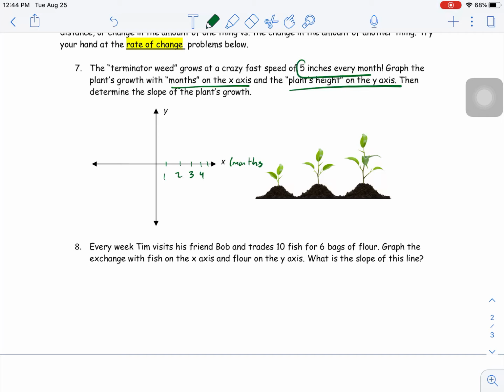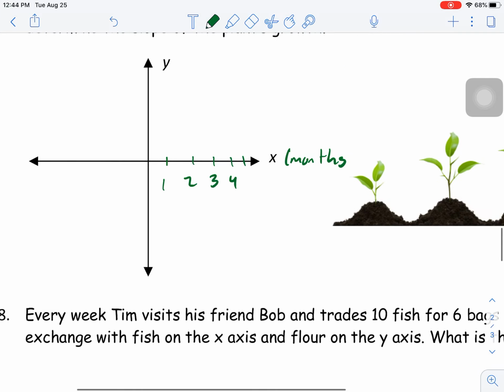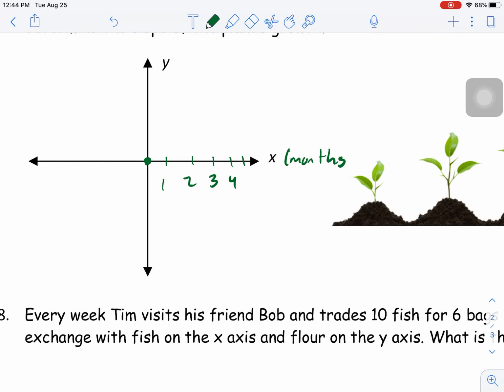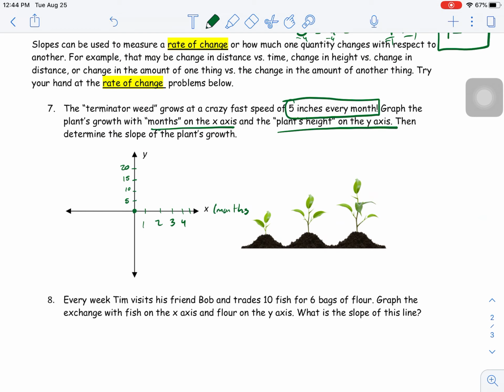And then if we look here, it says 5 inches every month. So then we're talking about every time we go up 1, so we start here at 0, it needs to go up 5. So depending on how you want to label your y-axis, you could put 5 tick marks, 1, 2, 3, 4, 5. Or you could count each tick mark as 5. So you could say, well, this is 5. That would be this 10. This is 15. This is 20, so on and so forth. Okay, well, if it goes 5 inches every month, so we go 1 month, then it's going 5 inches. We go 2 months, we go 5 inches.